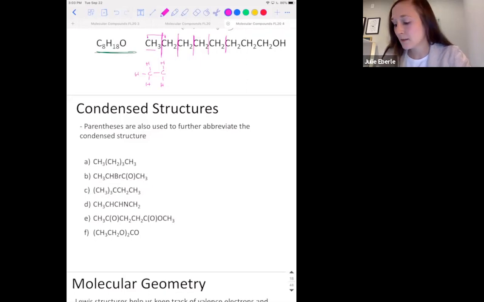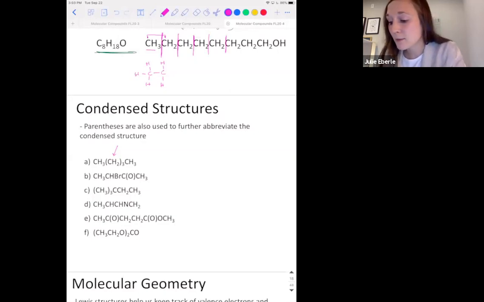The first way is demonstrated in A right here, okay? This is one way to use parentheses. When you have a group that is identical and you have multiple of those groups, you can use parentheses if they're all connected one to the other, immediately, like in a row.